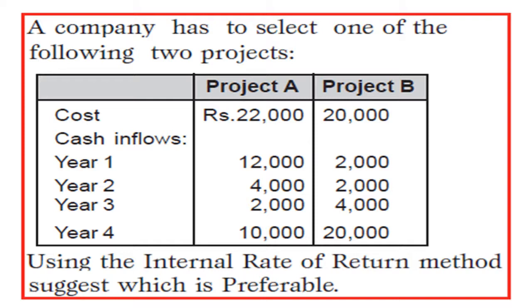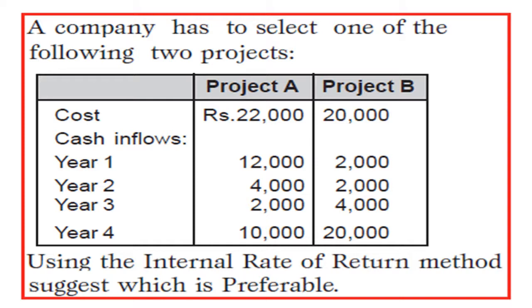A company has to select one of the following projects. Project A and project B: cost of the project 22,000 and 20,000. Cash inflows for years 1, 2, 3, 4 are 12, 4, 2, 10 for project A, and 2,000, 2,000, 4,000 and 20,000 in the final year for project B. So like this, we have given two projects. Using the internal rate of return method, suggest which is the preferable project.